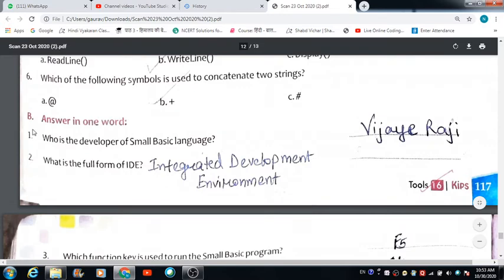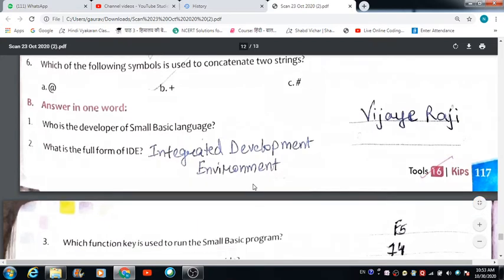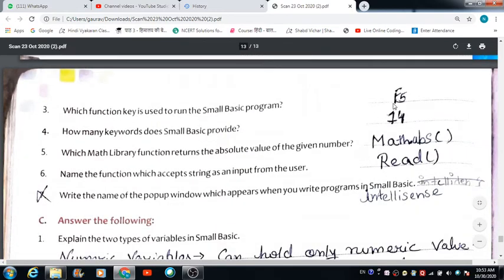Now comes answer in one word B part. First one is Vijay Raji. Second one is integrated development environment. Third one is F5. Fourth one is 14. Fifth one is math.abs. Sixth one is read. And seventh one is IntelliSense.